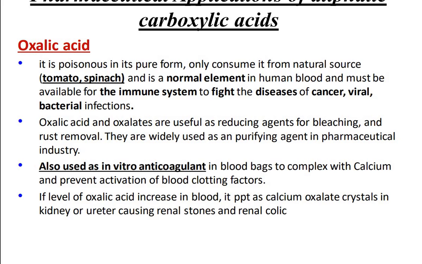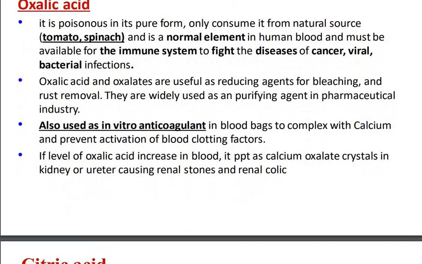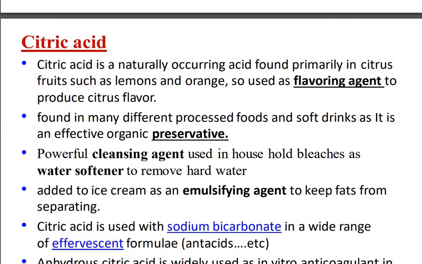Also used as an in vitro anticoagulant in blood bags to complex with calcium and prevent activation of blood clotting factors. You know, my friend, if the level of oxalic acid increases in blood, it precipitates as calcium oxalate crystals in the kidney or ureter, causing renal stones and renal colic. So what is the importance here?